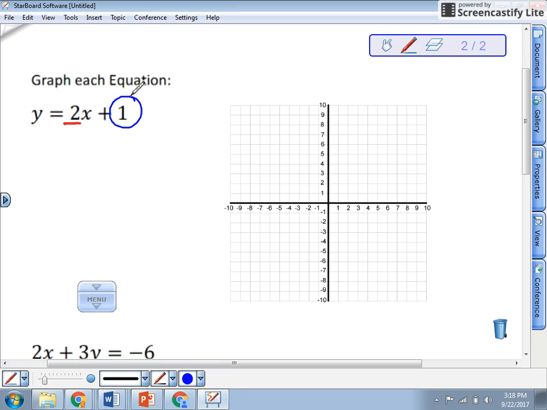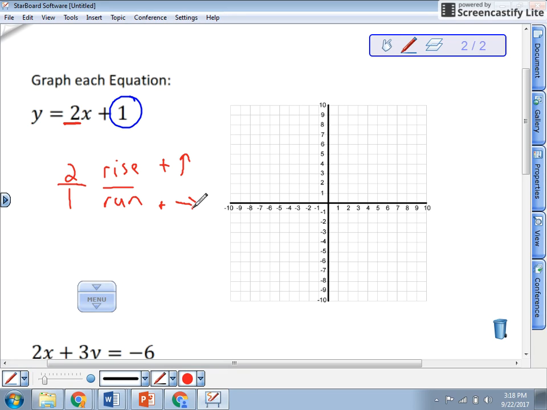So now that slope is just 2. It's not a fraction. Well, remember, every whole number is really over 1. So in this case, our rise is positive 2, and our run is 1. And since they're both positive, positive is up, and positive in the x is to the right.